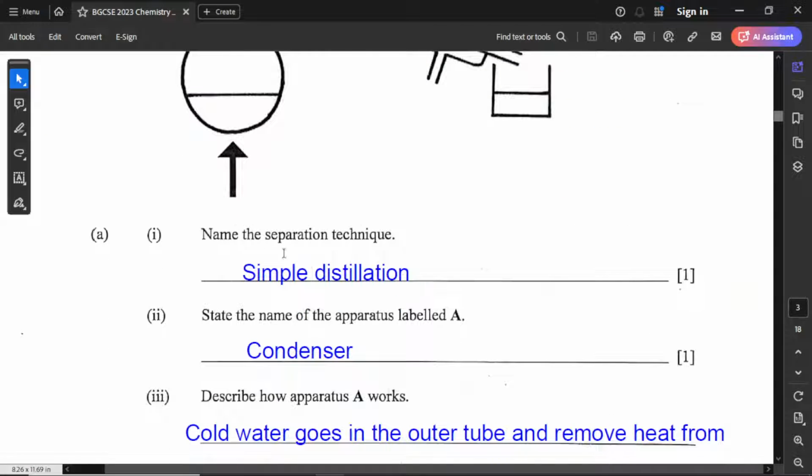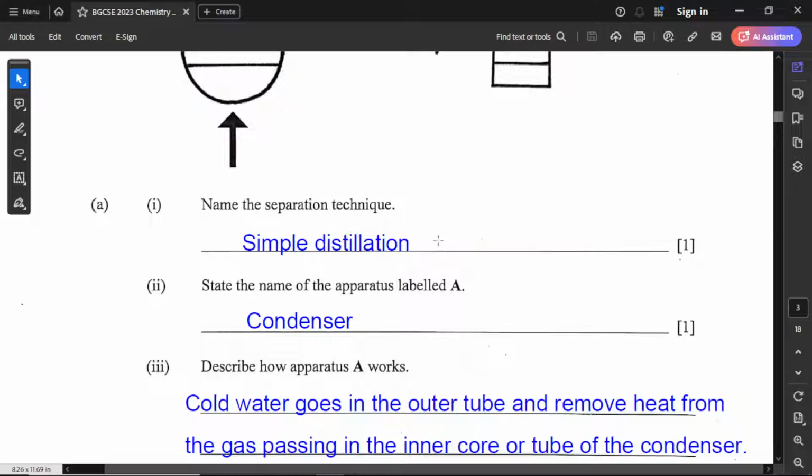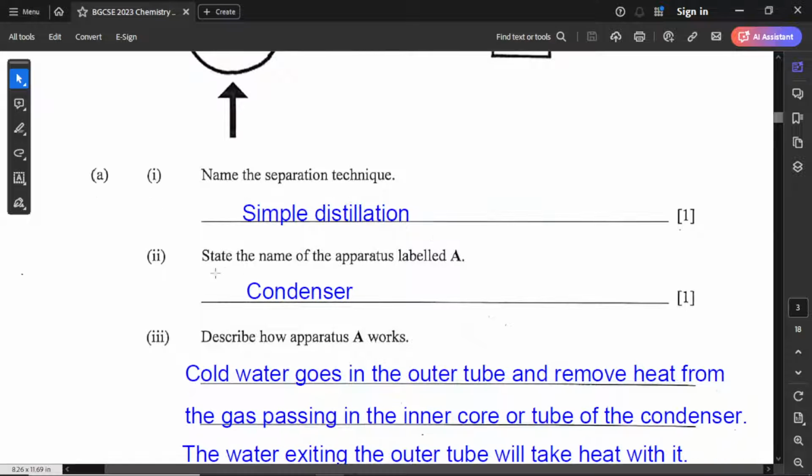And so they asked us to name the separation technique, and that is simple distillation. And please know the difference between fractional and simple distillation. For part 2 of A, it says state the name of the apparatus labeled A, and again, that is the condenser that is shown in the diagram.